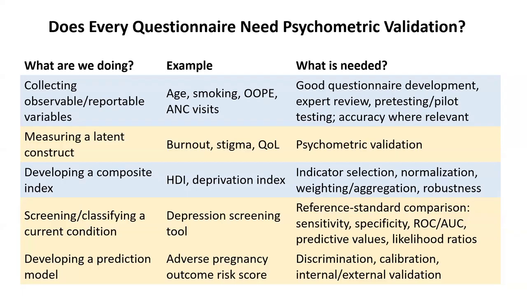Another scenario could be where you are using a composite index like the Human Development Index or the Deprivation Index, or some other index you yourself want to develop for your study. There the processes involved are very different, as mentioned in this table. Which indicators you want to include in your index, the normalization, what weights you are going to use for each of those indicators, and the robustness of your index is what you need to prove.